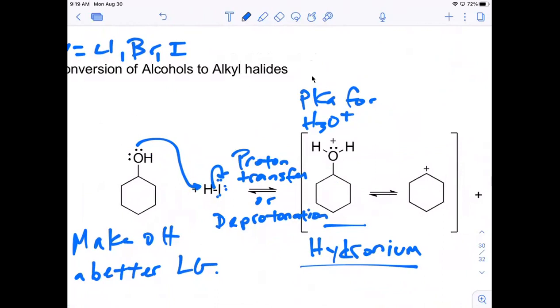Did anybody find that pKa? It's in the chat. I saw something in the chat.